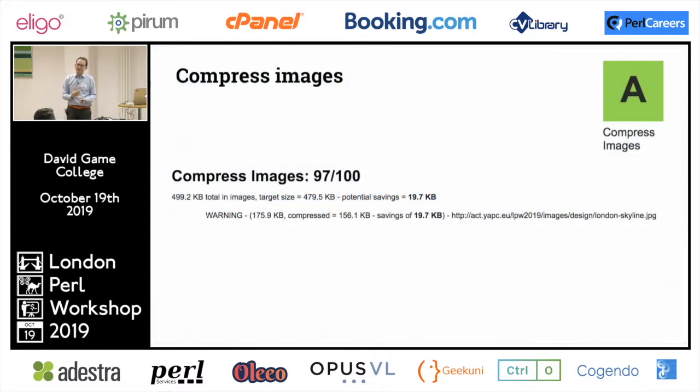But you should also compress images. The London skyline image at the top was huge. But WebPageTest noticed that you could even take this JPEG and compress it without losing any information, so losslessly, and save 20 kilobytes. So even without making the image look worse, completely losslessly, you could have saved 20 kilobytes.